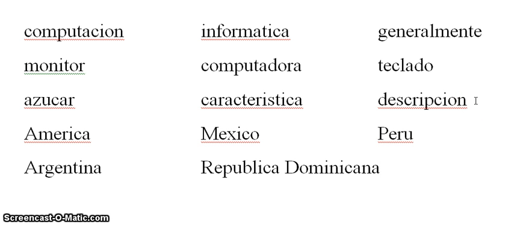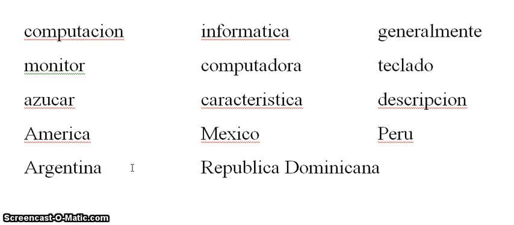Descripción. América. México. You'll have to excuse the echo in the back. Perú.